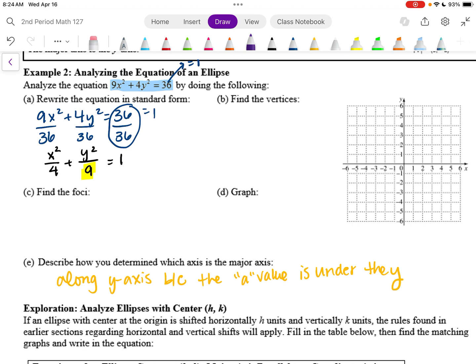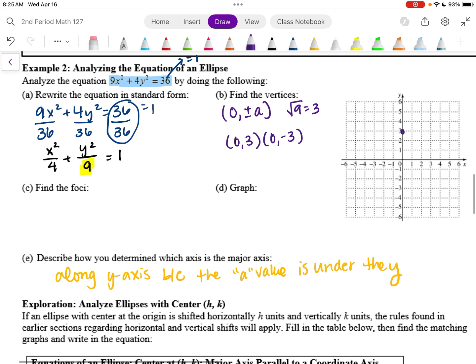Okay, so again, to find my vertices, it is 0, comma, plus or minus a. This time it's on the y value because that's where my major axis is. So I'm going to take the square root of 9, which is 3. So we have 0, 3, and 0, negative 3.